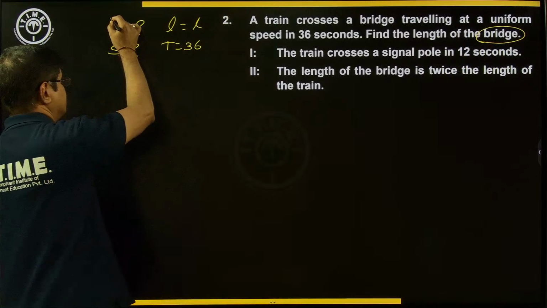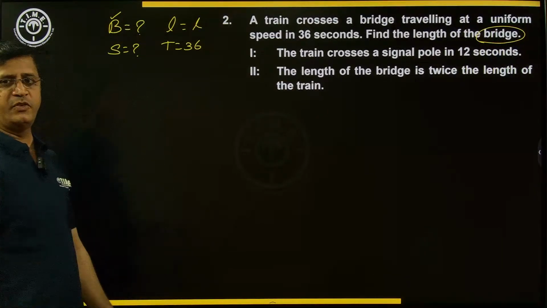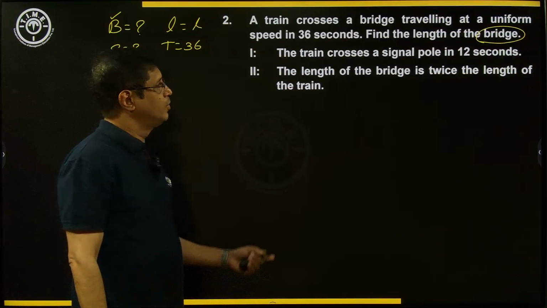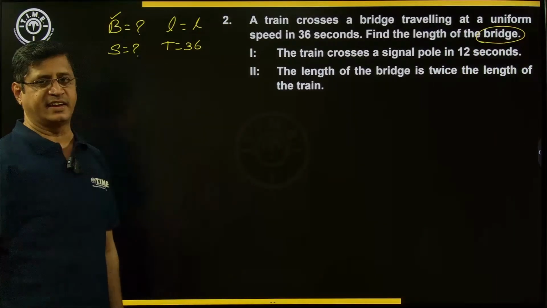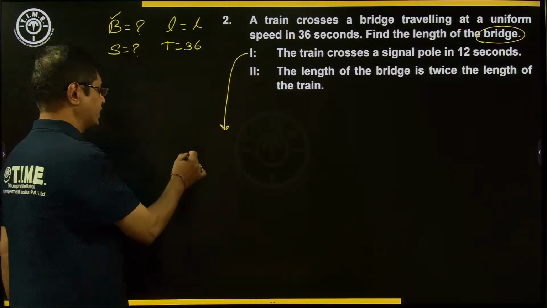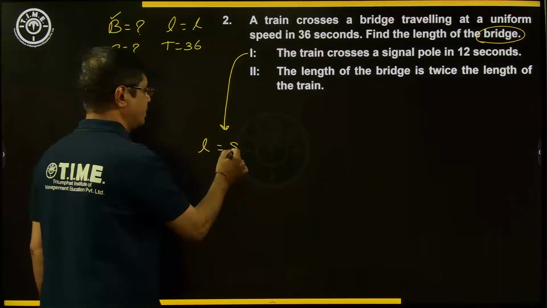The length of the bridge is to be found. Look at the first statement: the train crosses a signal pole in 12 seconds. L is the length of the train, and the time taken here is how much?